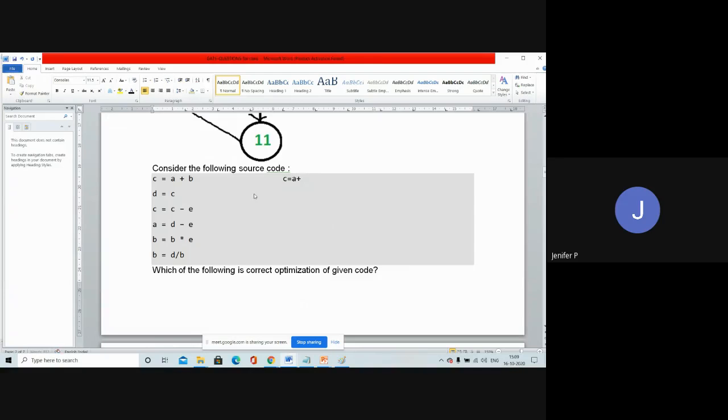C is equal to A plus B. And the next statement is what? D equal to C. So D equal to C means both are common. We can eliminate it. Instead of D, we can put C wherever D is present. Okay. And the next statement is C is equal to D minus E. C is equal to C minus E.